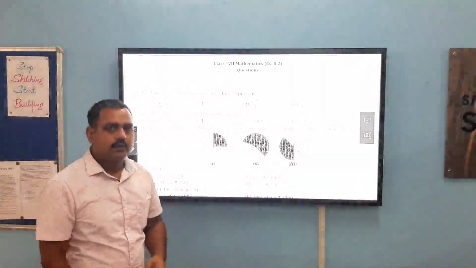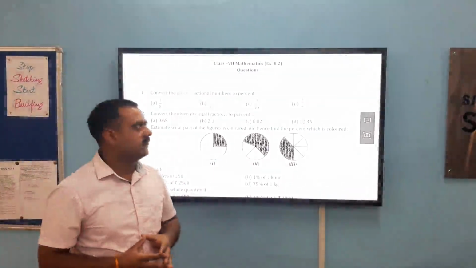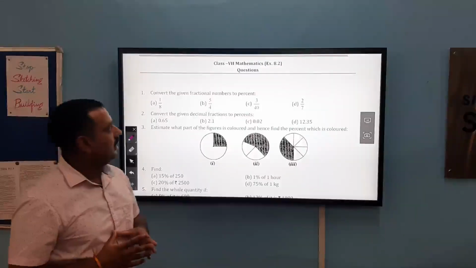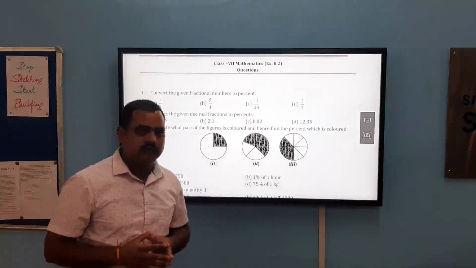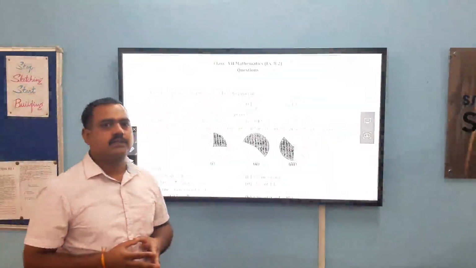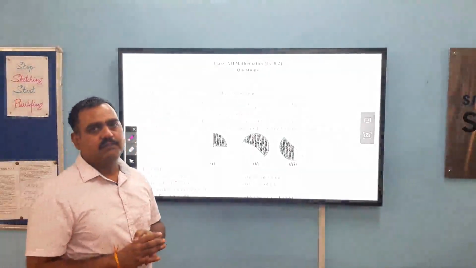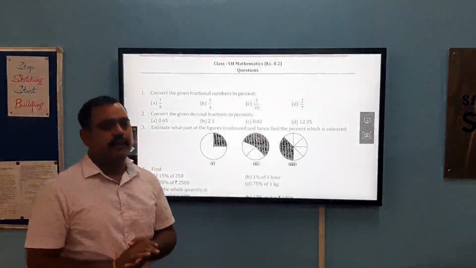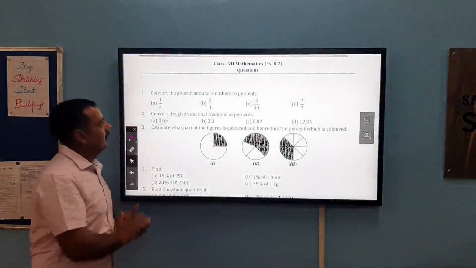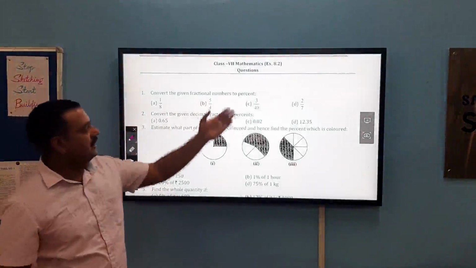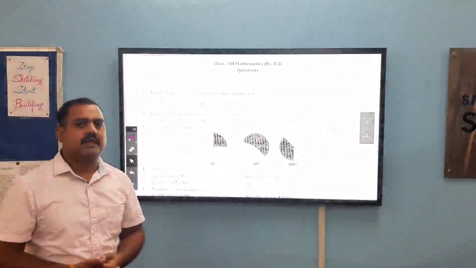Hello students, in this class we discuss the NCERT exercise 8.2 questions. These questions are based on percentage. We all learned about the percentage, that percentage means percent out of 100. So the question number 1 is convert the given fractional numbers to percentage.